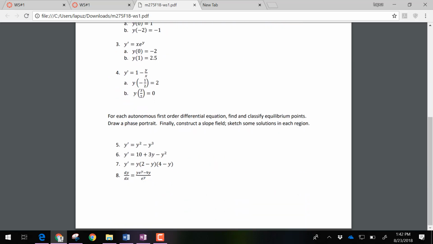And then the second part is going to ask you to take a look at an autonomous differential equation, and either by hand or some drawing program, you're going to draw a one-dimensional phase portrait identifying your equilibrium and identifying them as stable, semi-stable, or unstable. And then you're also going to draw a slope field for these autonomous differential equations showing the different regions. Okay, so if you have two equilibrium points, then you have three different graphs to draw. If you only have one equilibrium point, then you have two different graphs to draw.